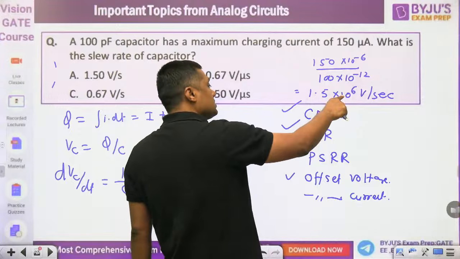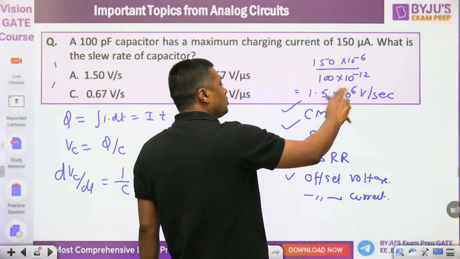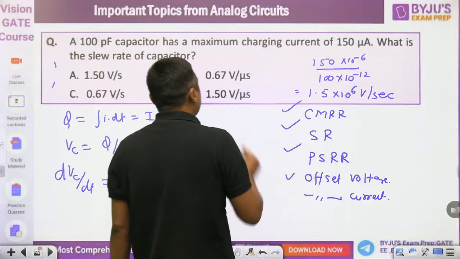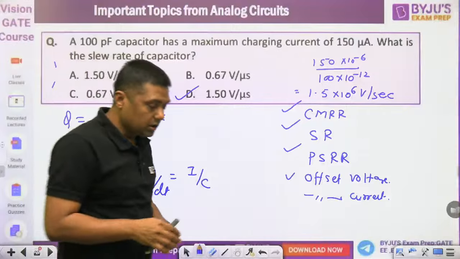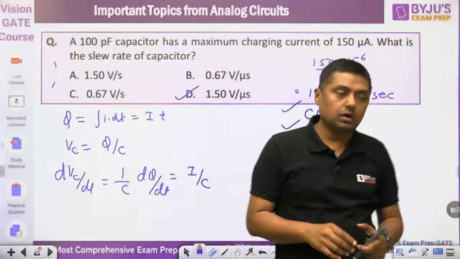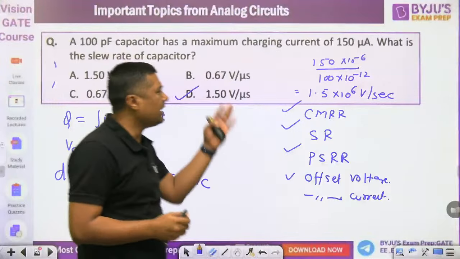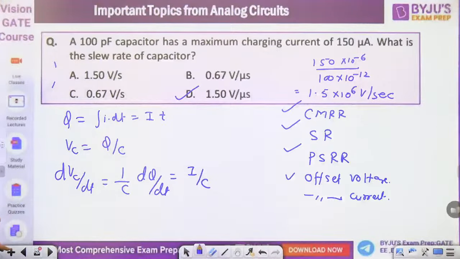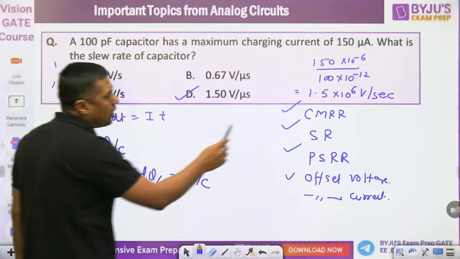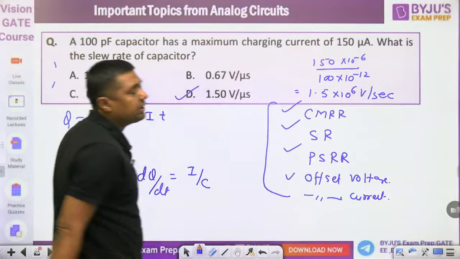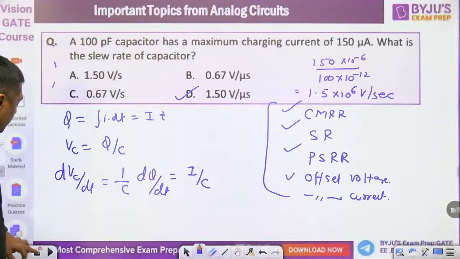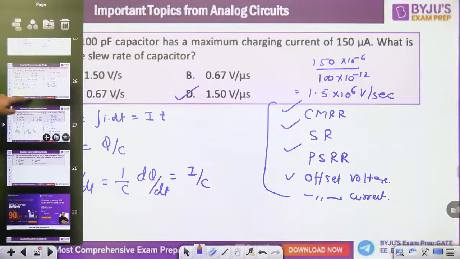You can convert it into microseconds: 1.5 volt per microsecond. D is the answer. So what is the unit of that slew rate? Volt per microsecond, because it is a very, very high value. So now with this, you will get the idea. These properties of the operational amplifier are very, very important. Get the idea about this. Very basic question, formula based question.